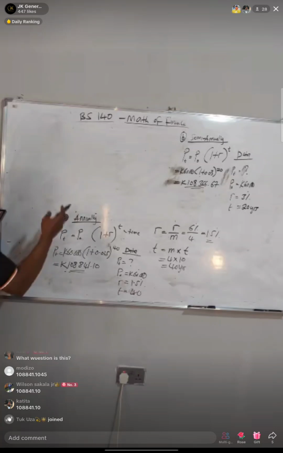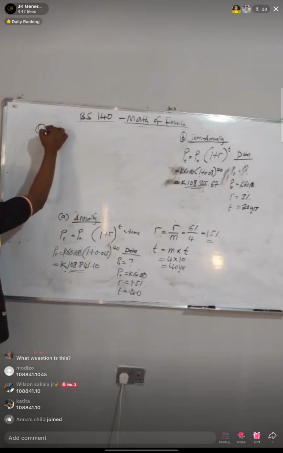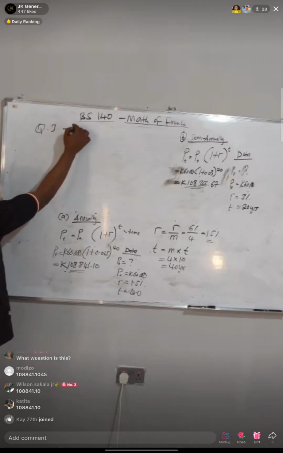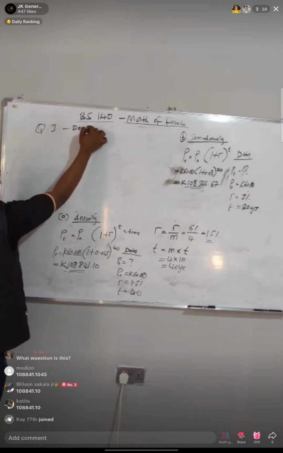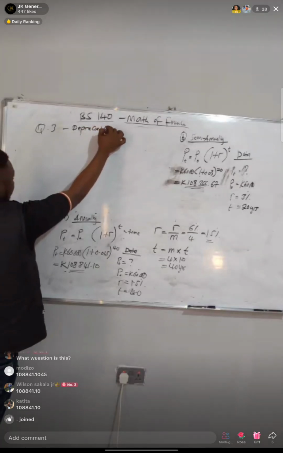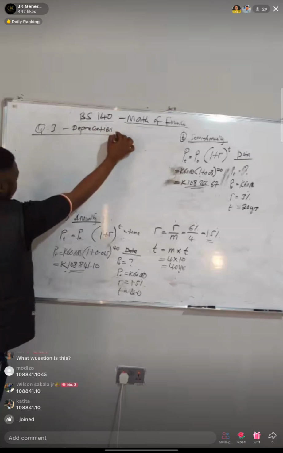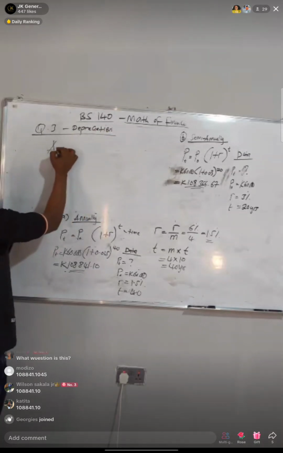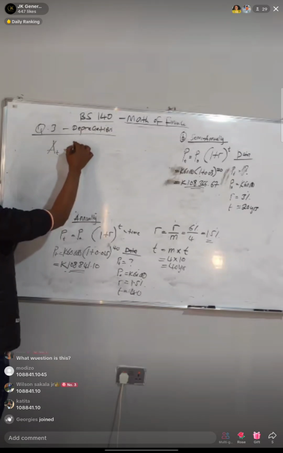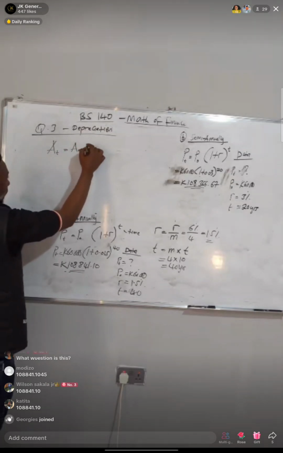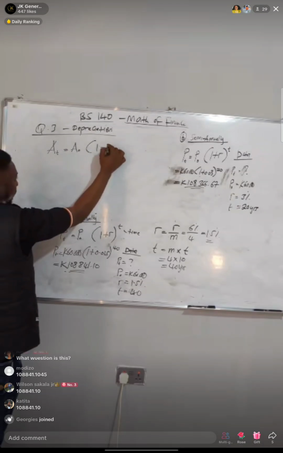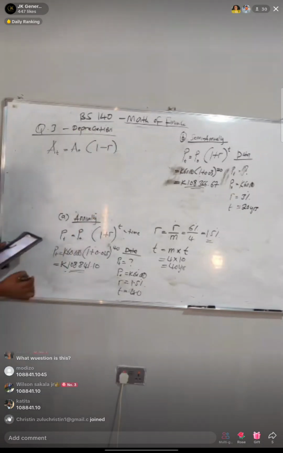So question 3 is under depreciation. Under here, the formula is simple. AT is equal to A0, open brackets, 1 minus R.